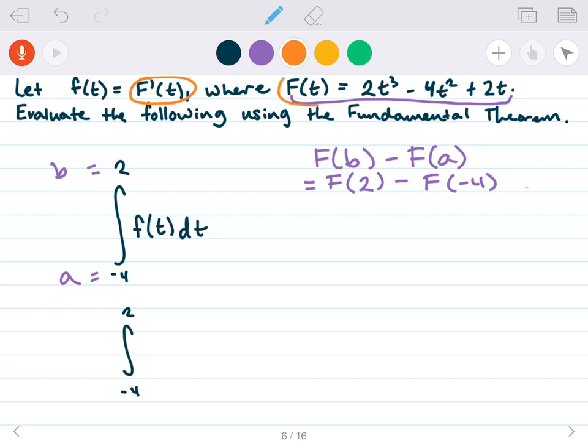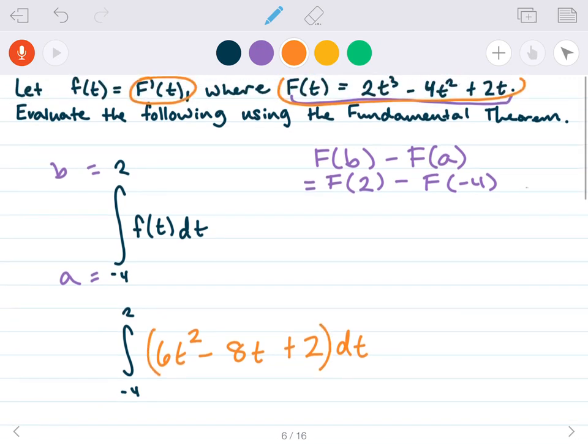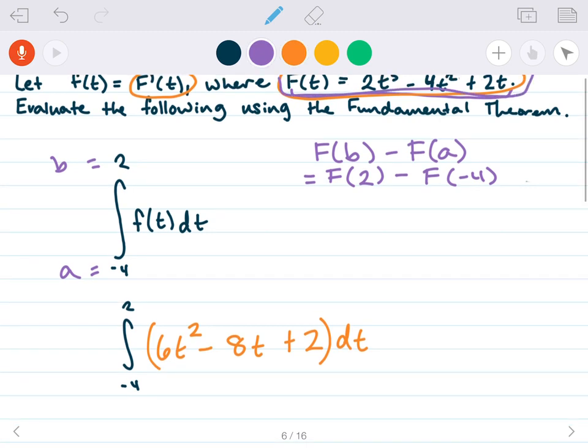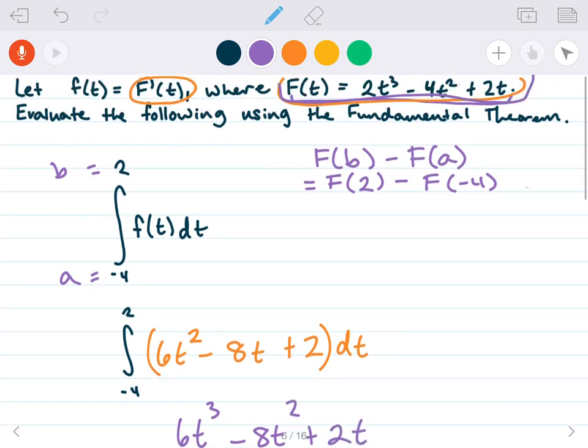If I take the derivative of that guy, that gives me 6t squared minus 8t plus 2, using the power rule, right? Of course, dt. And what do I do from here? Well, I take the antiderivative to evaluate this, and we know what the antiderivative is. It's this, 2t cubed minus 4t squared, and so on. So we could work it out using our rule, but you'll see that this simplifies to F of t.